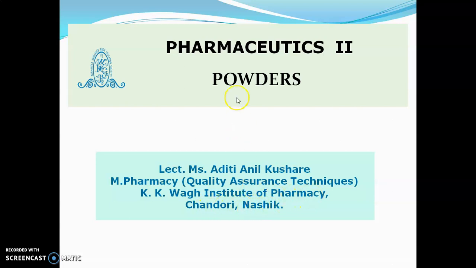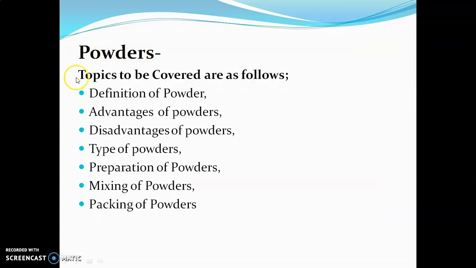Chandori, Nasik. Today we are going to discuss the topic powders from Pharmaceutics 2. The topics to be covered in this presentation on powders are as follows: definition of powder, advantages of powders, disadvantages of powders, types of powders, preparation of powders, mixing of powders, and packing of powders.